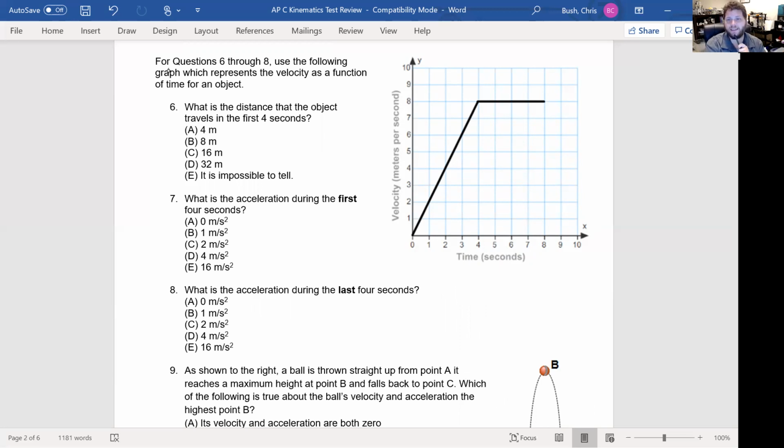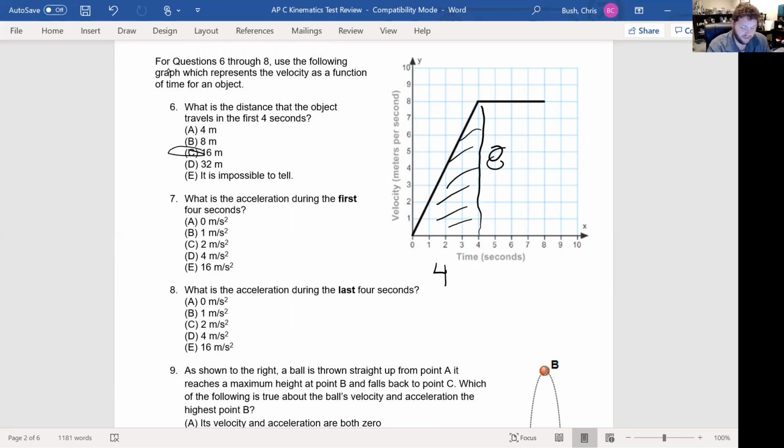So 6 says, what is the distance the object travels in the first 4 seconds? This is a velocity versus time graph. I want displacement, or in this case, distance. I'm only going in one direction. And so I'm just going to do area under the curve. So I'm going to look at this and say, hey, look, at 4 seconds, this is a triangle with a base of 4, with a height of 8, and a triangle is 1/2 base times height. So 1/2 times 4 times 8 is going to be 16 meters.